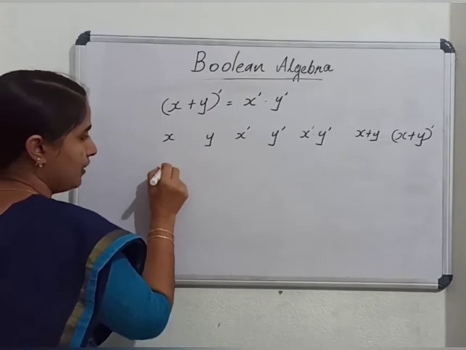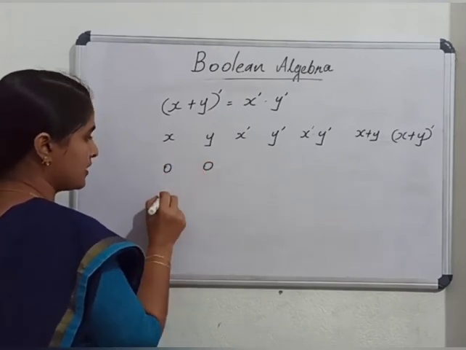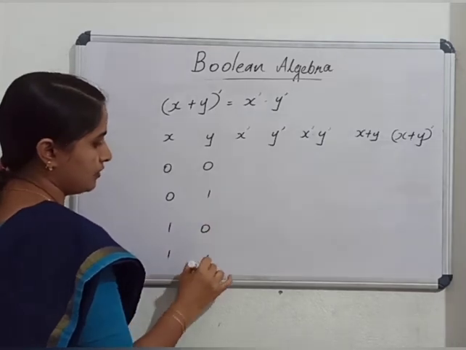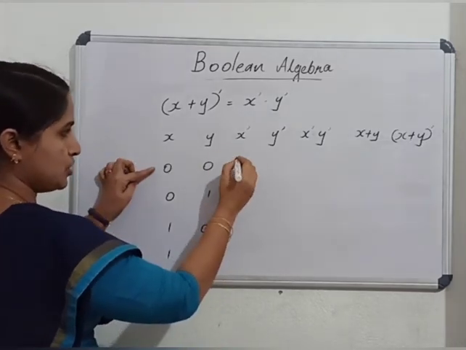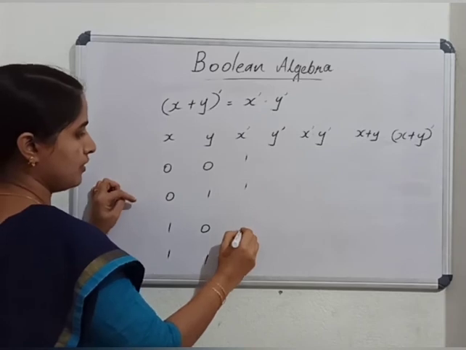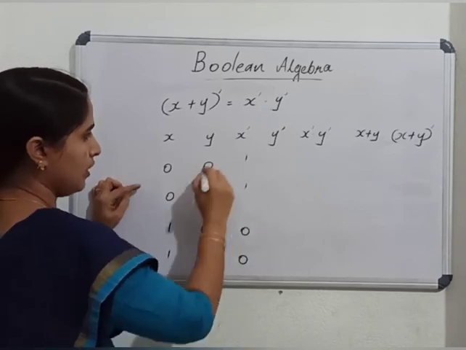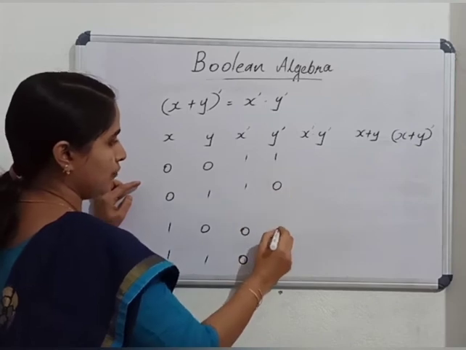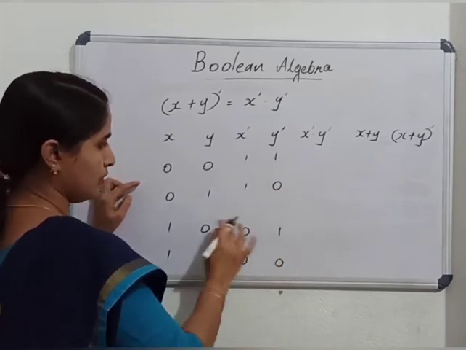Start with x and y. So it is 0, 0. Inputs are same. 0, 0, 0, 1, 1, 0 and 1, 1. Then x bar, just opposite. So it is 1, 1, 0, 0. And y bar is 1, here 0, here again 1. This is 0. Just opposite.